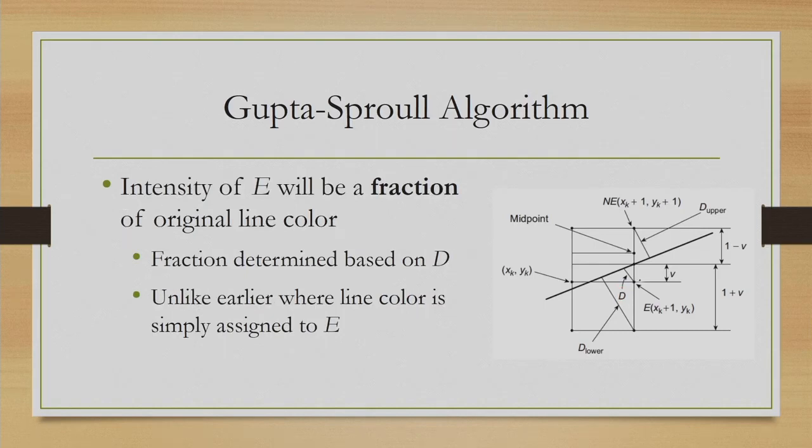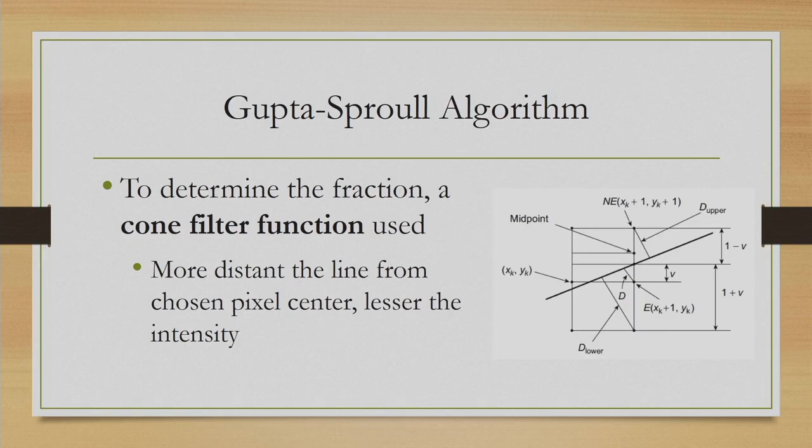Now, what should be the value of the intensity here? It will be a fraction of the original line color. So, we will not assign the original line color here to avoid aliasing effect. Instead, we will assign a fraction of the original line color. So, how to choose this fraction? It is based on the distance D. Now, see that this is in contrast to the earlier approaches like Bresenham's algorithm or DDA algorithm, where line color is simply assigned to the chosen pixel. Now, how does this distance determine the color?